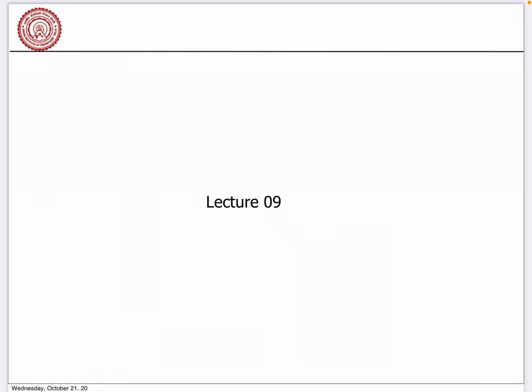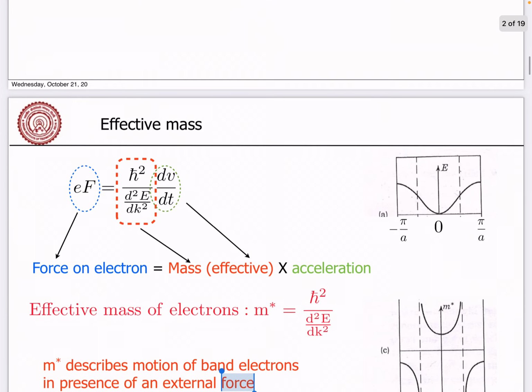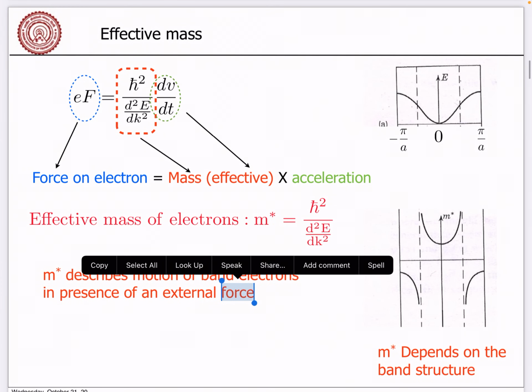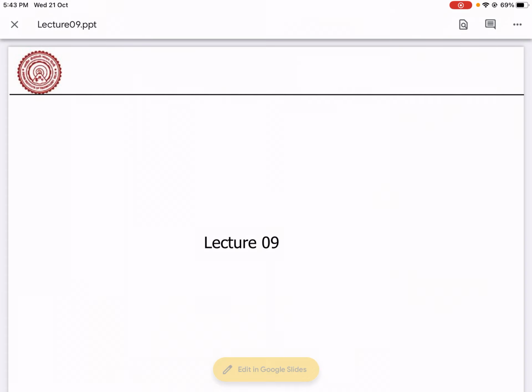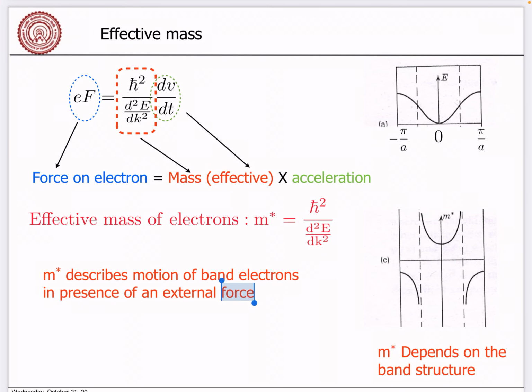Okay, so welcome students to lecture 9. So in this lecture we'll be discussing in more detail about the effective mass, right? So in the last class we derived an expression for the effective mass. What we have seen is that the effective mass can be described by the band structure, right?